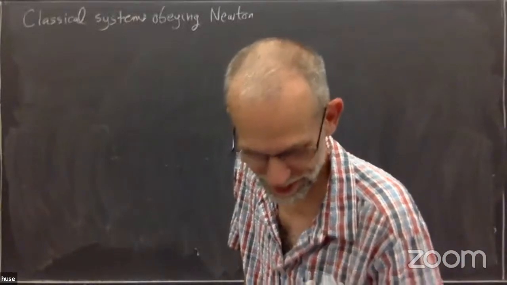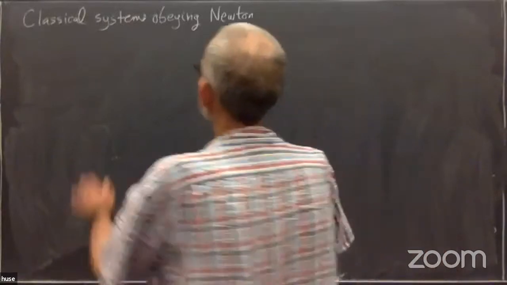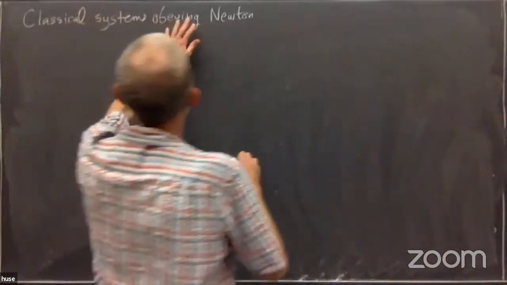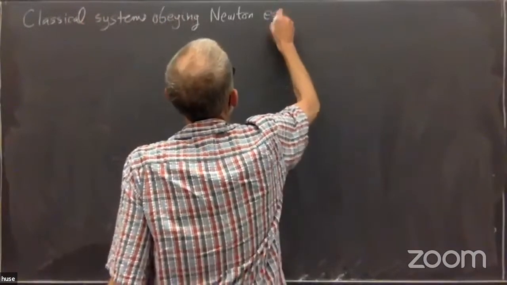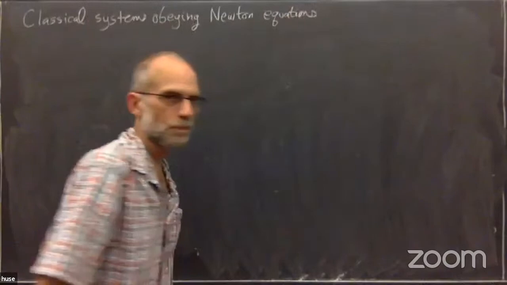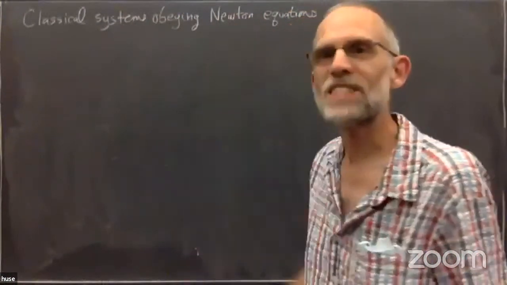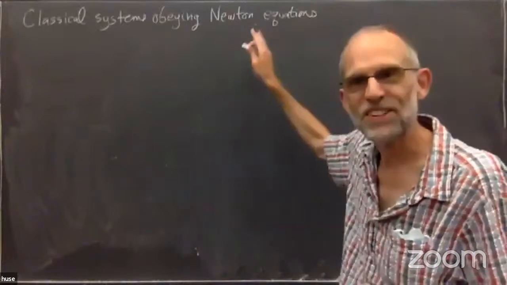So, sorry, feeling I'm getting behind. Okay, so I wanted to say something. So say we have a classical system obeying Newton's equations. Okay. Now the first statement is they don't exist. Right. This is just a fiction.